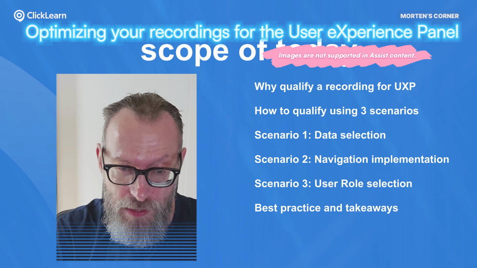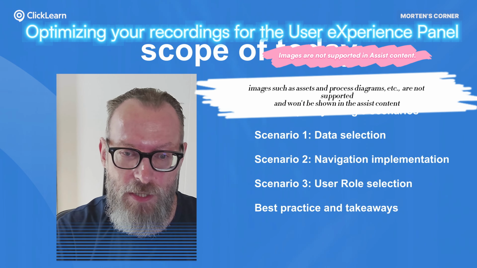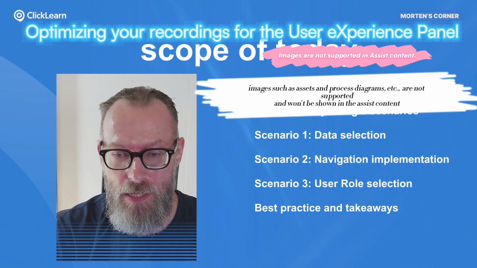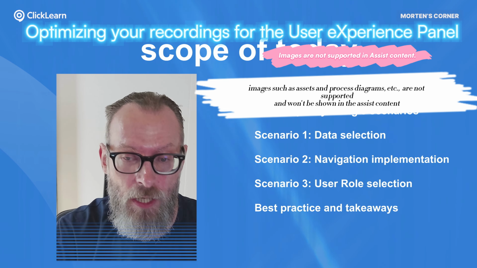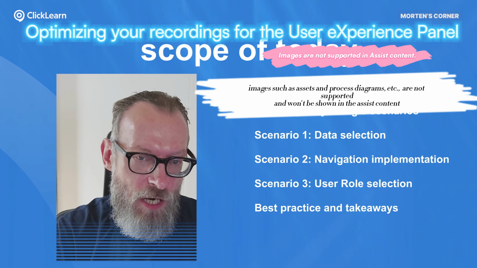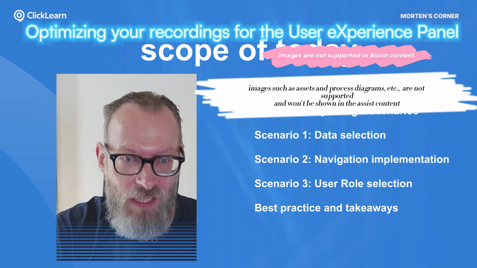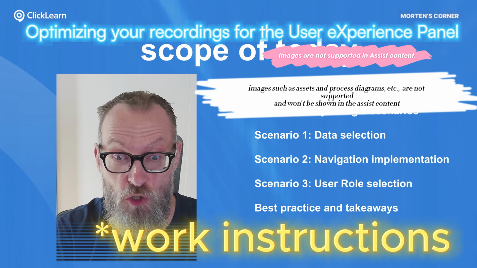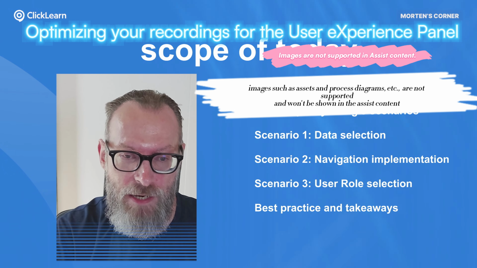Images are not supported in the Assist content. So images such as assets and process diagrams are not supported in the Assist content, and it won't be shown. Just keep that in mind. If you have a lot of stuff that you post for clarity in your Assist content, just keep in mind that it will not show when people run through the guide.